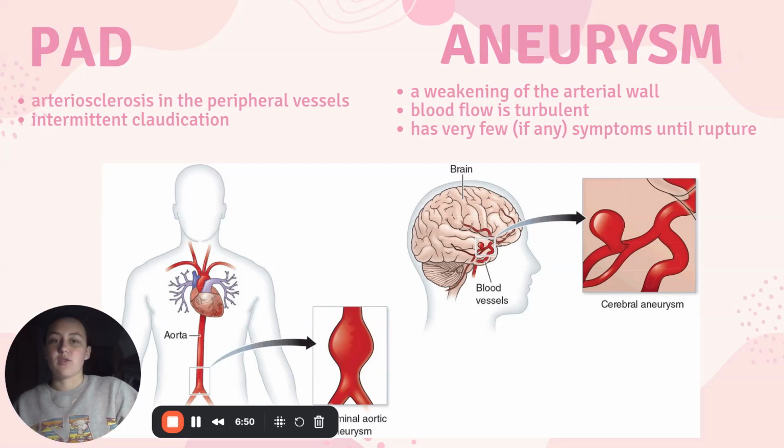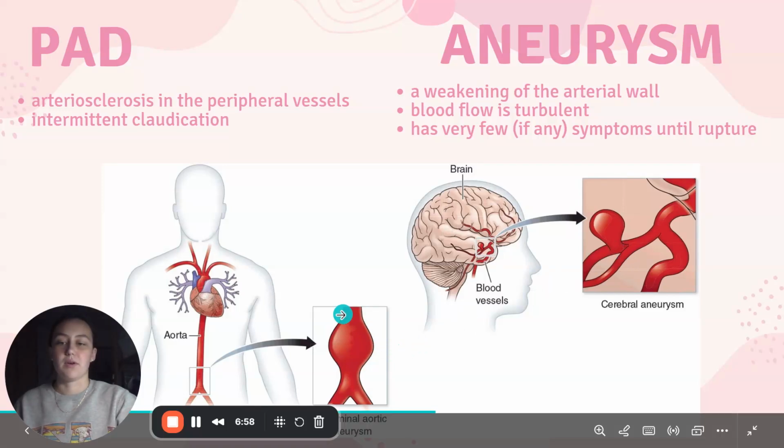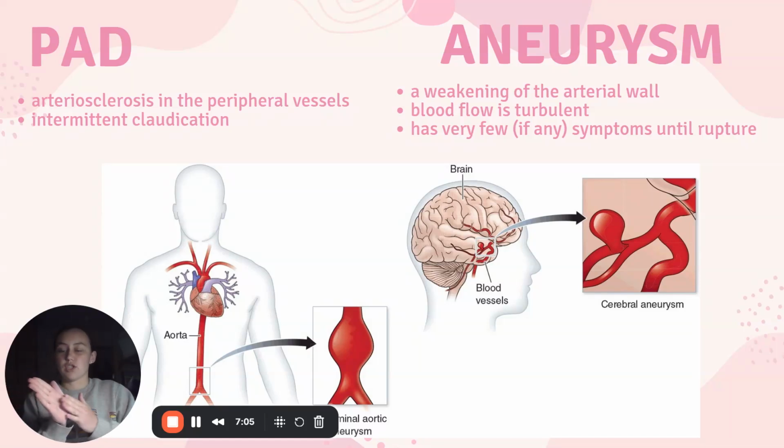So an aneurysm is just a weakening of the arterial wall, which creates a little bubble. You can kind of see that here in the cerebral and abdominal. Sorry, my thing is kind of covering it here, but it creates turbulent blood flow. So normally your blood kind of flows in a straight line, but since there's a dip, that blood can't flow straight anymore. So it's going to have to kind of bounce around in your blood vessels. And that can cause a lot of damage to your blood vessels because those blood cells are bouncing off the endothelium and damaging it. And I didn't put a lot of symptoms in here, but there's very few, if any, symptoms until it ruptures.